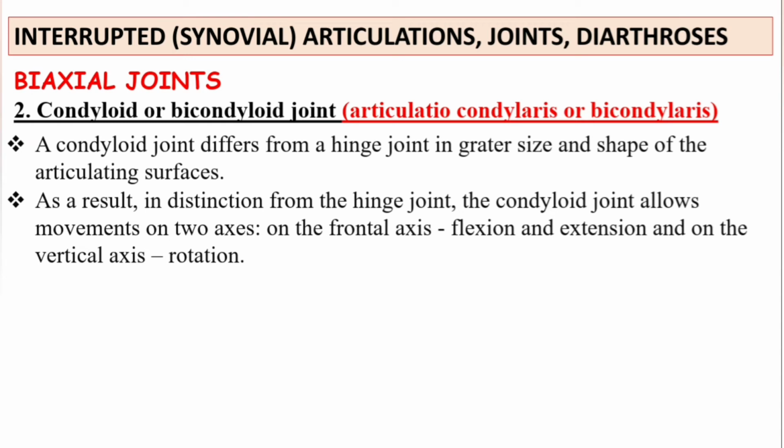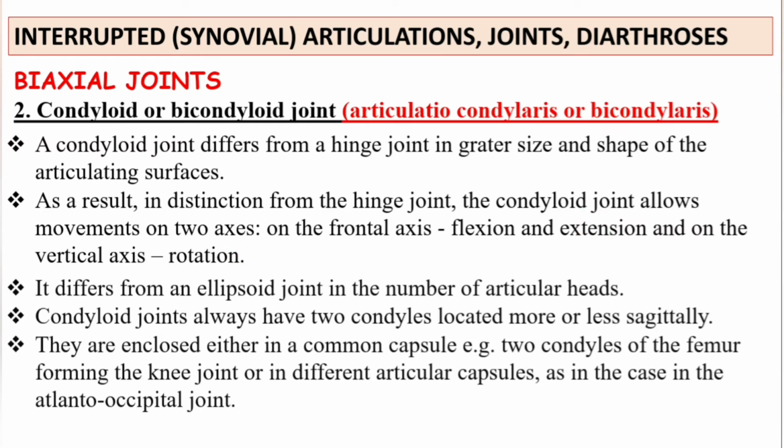A condyloid joint differs from the hinge joint in size and shape of the articulating surfaces. As a result, in distinction from the hinge joint, the condyloid joint allows movements in two axes. On the frontal axis, as I told you, flexion and extension, and on the vertical axis, rotation. It differs from an ellipsoid joint in the number of articular heads. The condyloid joint always has two condyles located more or less sagittally, and there are two scenarios.